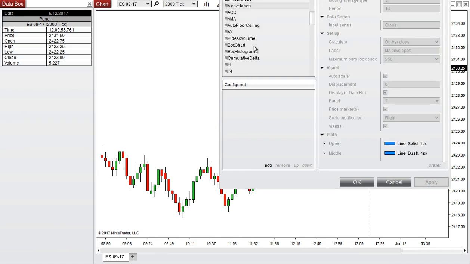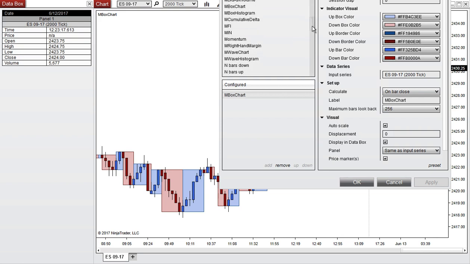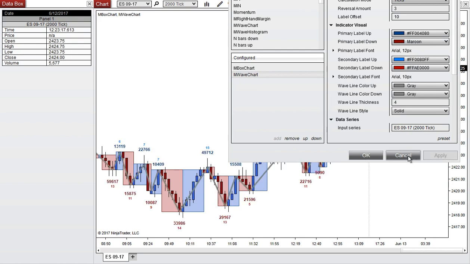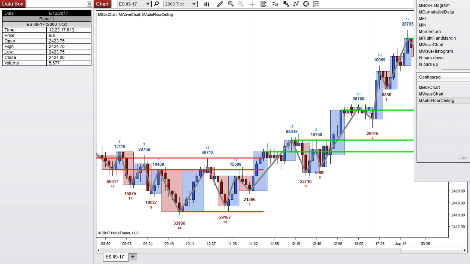Let's put in the inbox chart. That's what draws these boxes. We'll put in the M-wave chart. That's what draws the waves going up and down. I'll put in the automatic floor ceiling. That's what gives the support and resistance lines.